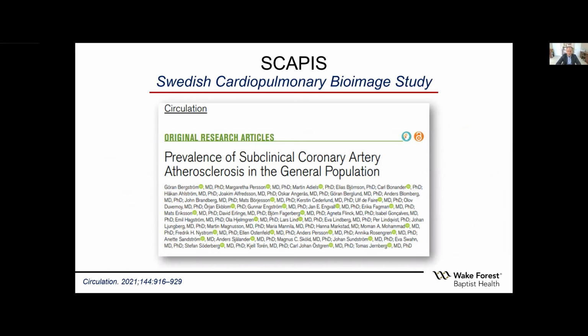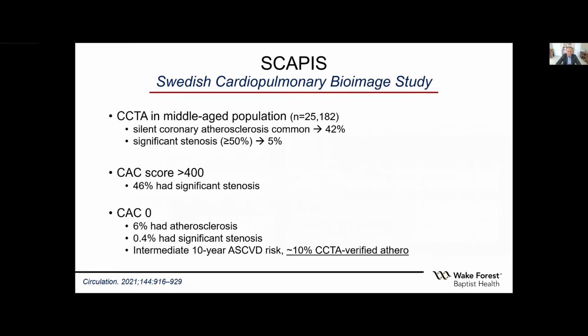Now I'm going to take you to some very recent data. This was just published. This is SCAPIS, the Swedish CardioPulmonary bioImage Study, where they looked at the prevalence of subclinical coronary artery atherosclerosis in the general population. So this is a Swedish middle-aged population, a healthy group of 25,000 individuals. And they found that silent coronary atherosclerosis is quite common. 42% of that healthy population has evidence of atherosclerotic plaque. This is very consistent with other population-based studies, which also show that the prevalence of atherosclerotic plaque ranges between 40 and 50%.